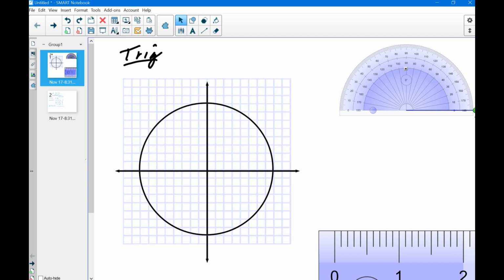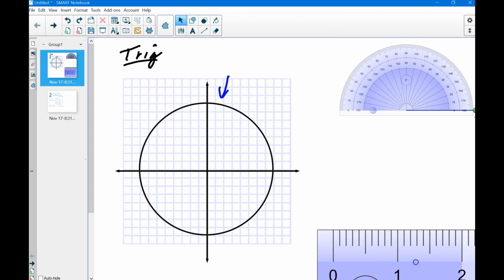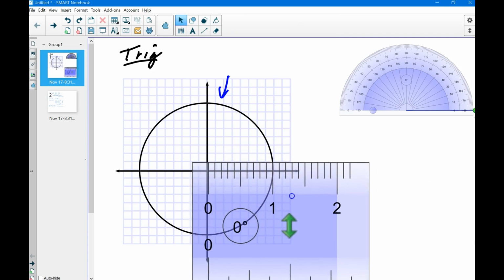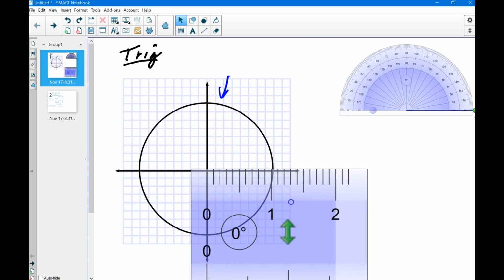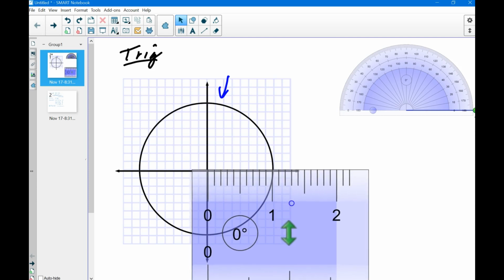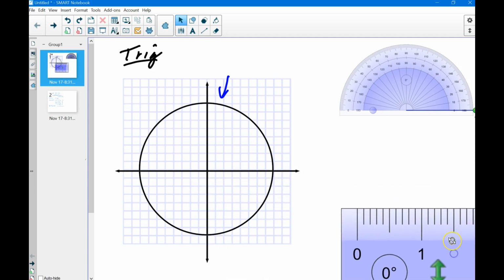So here we have a unit circle. We know it's a unit circle because I took my ruler and measured the distance from the origin, or the center of the circle, to the edge of the circle. You can see that it's actually 1. So we measure it and it's 1. Great. So that's a unit circle.